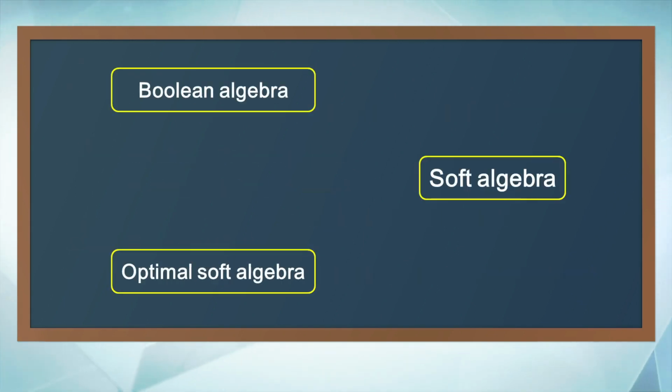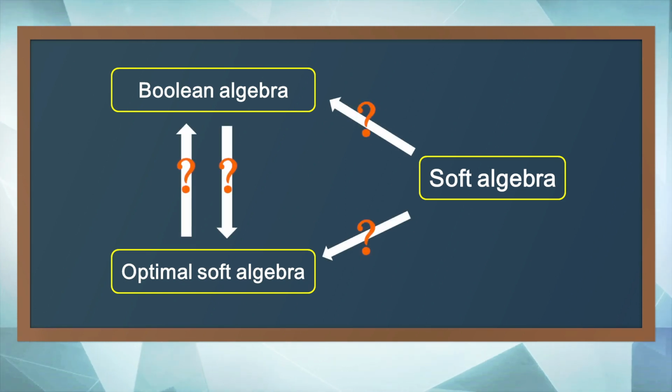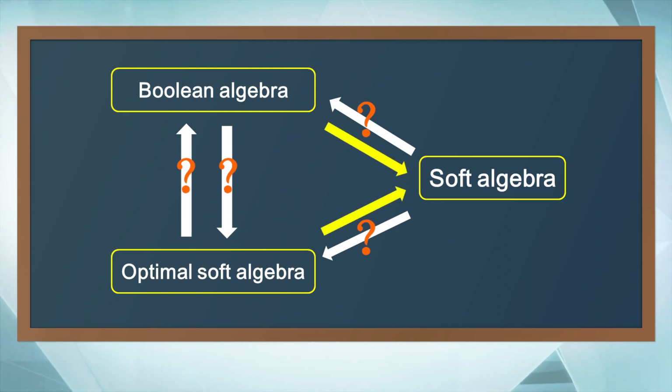We have known that a Boolean algebra is a soft algebra, and an optimal soft algebra is a soft algebra. Naturally, we may ask more questions, such as whether a Boolean algebra is an optimal soft algebra, whether an optimal soft algebra is a Boolean algebra, whether a soft algebra is a Boolean algebra, whether a soft algebra is an optimal soft algebra. By the end of this topic, you will find your own answers to all these questions.